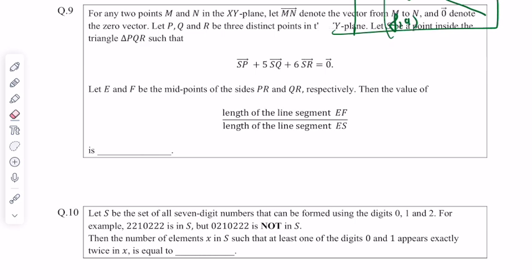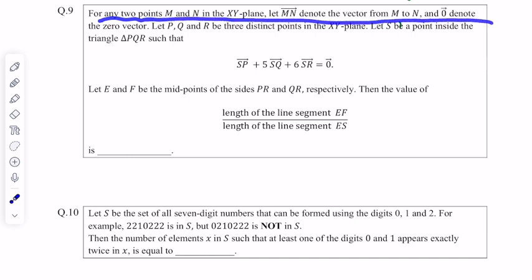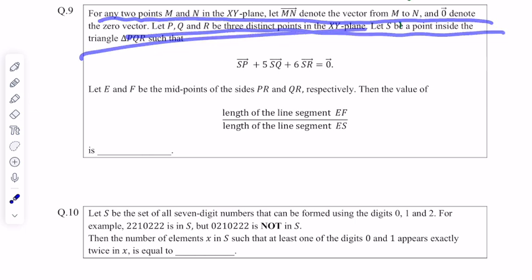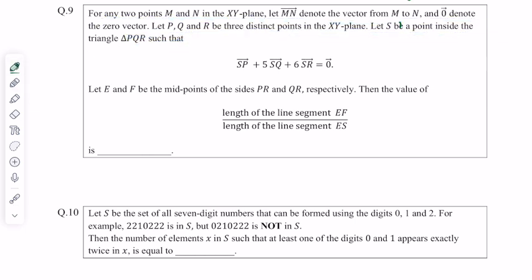Moving on to the next question. From 2 points M and N in the xy plane, let MN denote the vector, and the zero vector, for 3 distinct points. Okay. Alright. We have been given a condition. Alright guys, I'll tell you, if this kind of question comes, best is to take some nicer values. Like what I will do is, let's assume that the S is at the origin, because it's just about a triangle, right? I can move the triangle anywhere, it doesn't matter.